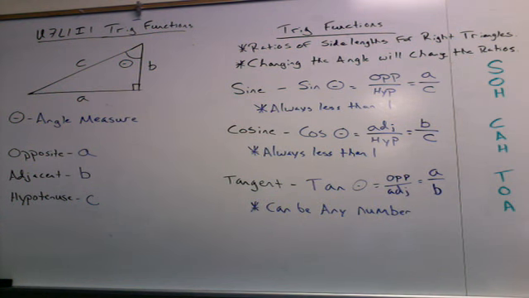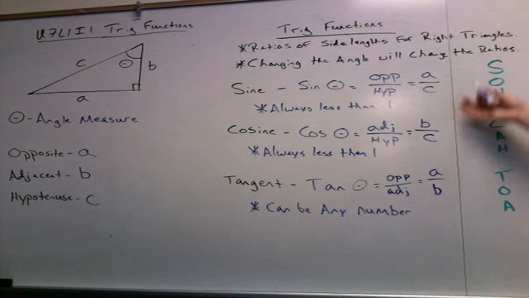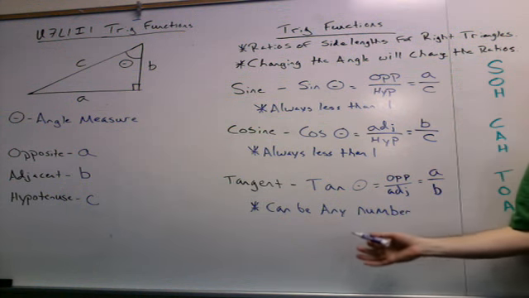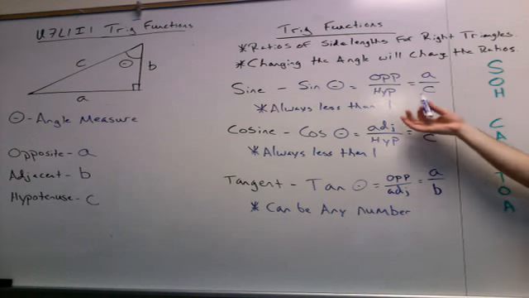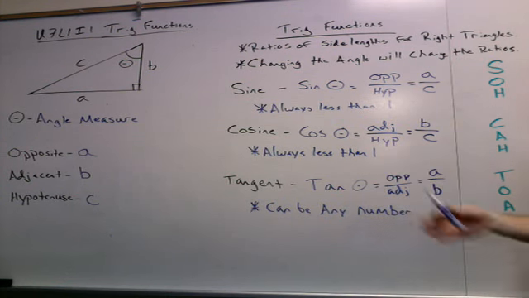Okay. Now today, all we're going to do is just write the ratios. We're not doing anything with angle measures yet. We're just going to do opposite over hypotenuse for sine, adjacent over hypotenuse for cosine, opposite over adjacent for tangent. We're just going to get used to writing those ratios down, and then tomorrow or the next day we'll introduce angle measures.